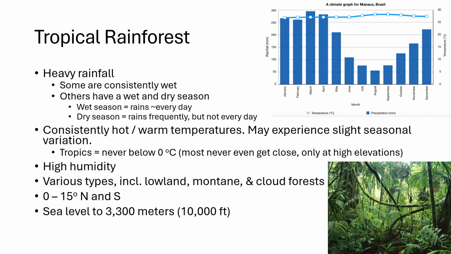Tropical rainforests, as the name suggests, have heavy rainfall either consistently all year or most of the time they're going to have a wet season and a dry season. In this climatograph, you can probably see that, let's say, November through May is the wet season, and then June through October is the dry season. Many of them will have a wet and a dry season, but they will often not be completely dry during the drier season. It still rains, but it doesn't rain every day, or it doesn't rain as much.